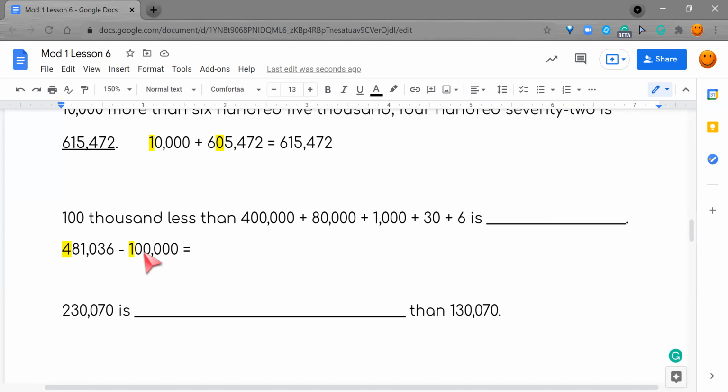So now I can do 4 minus 1 is, yes, 8 minus 0, yes, 1 minus 0. Good job. 0 minus 0. Yes. 3 minus 0. Yes. And 6 minus 0. Good job, you guys. This is our answer for this problem.